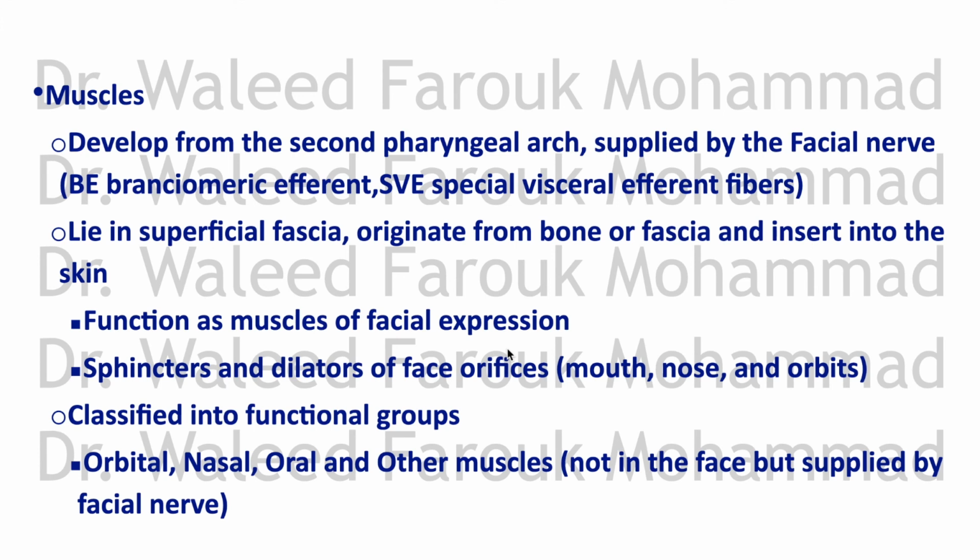Also, these muscles have in common that they are all in the superficial fascia. They all insert in skin, but they don't all originate from bone or tissues. There are some muscles, like the risorius, for example. It has no bony attachment. It's from skin to skin. You will see that. The function of these muscles is facial expression. They control the orifices of the body, control the orbit, control the nose, control the mouth opening.